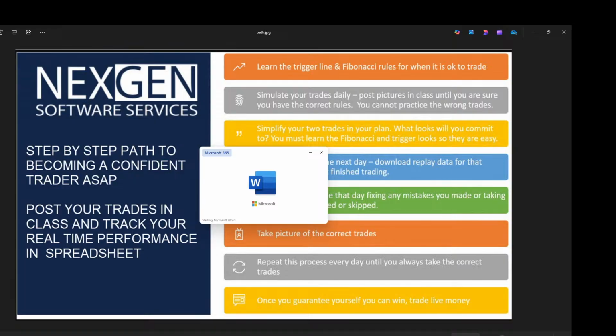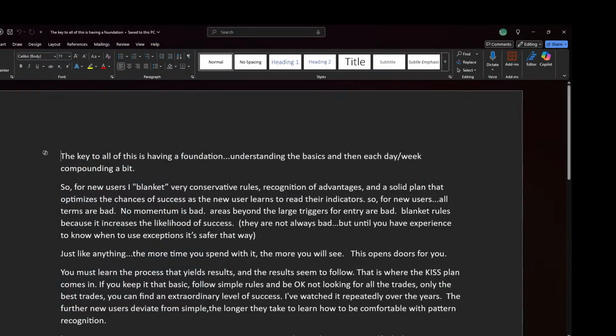I'm going to remind new users, and this is such an important lesson, that this document here is a response to an email from a very aggravated gentleman or lady, I won't specify, but they were pissed off that people in the room kept breaking rules. I don't know who dubbed them the trade police, but they really took on that role. Guys, the key to all of this is having a foundation.